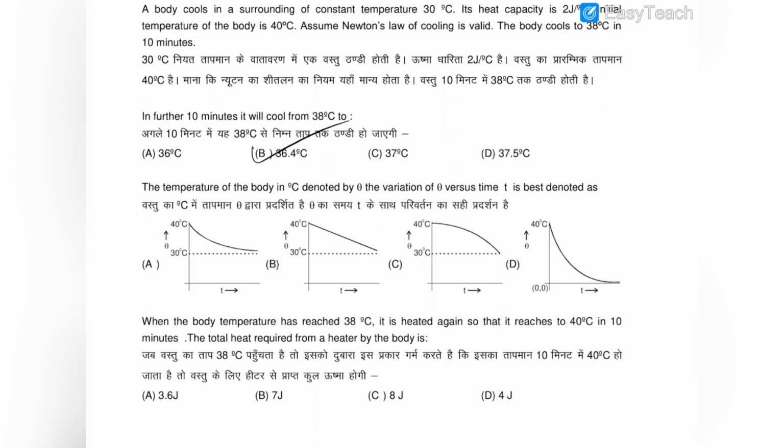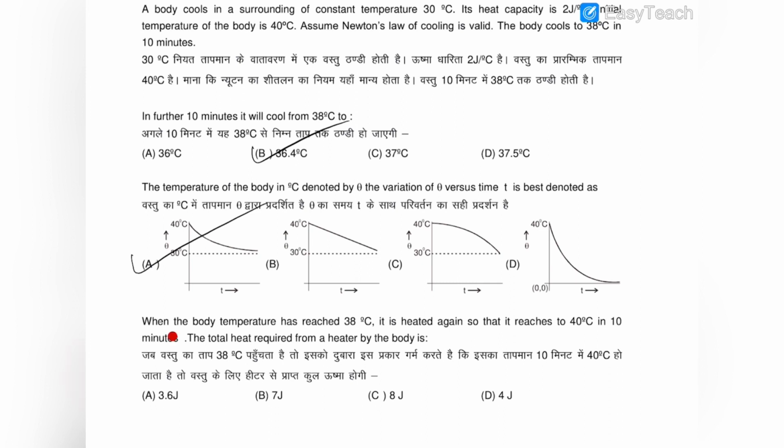In the next question it is asked that the temperature of the body is denoted on the y-axis and is plotted against time on the x-axis. So which of the following graphs is correct? Obviously option number A is correct. We have already drawn this graph in the derivation of Newton's law of cooling.